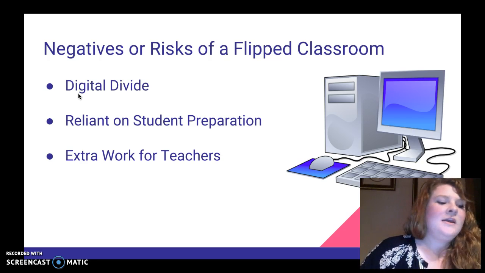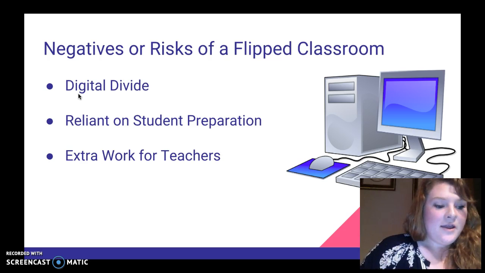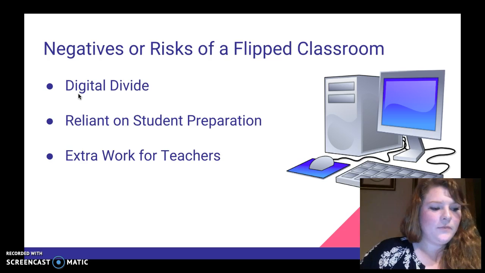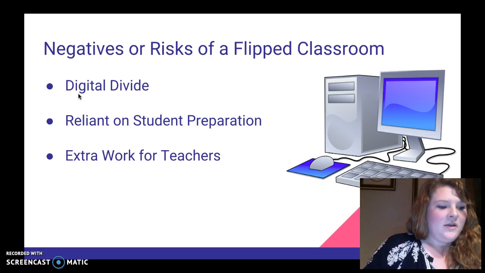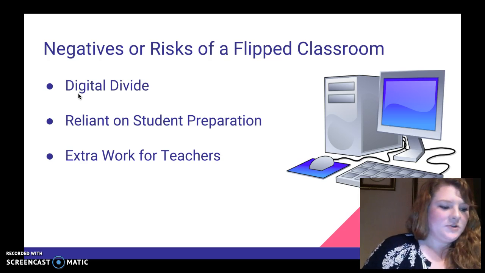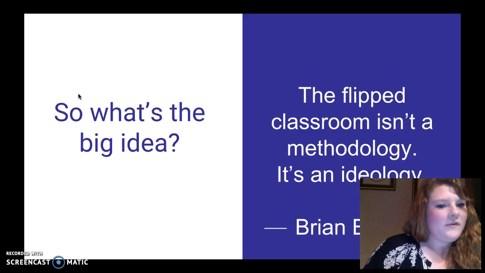A second negative is students have to prepare, and if they don't, they miss out on key learning components. And then third is extra work for teachers. A lot of the work on the front end, making the videos for teachers, adding extra time to an already stressed out, overworked teacher. So what's the big idea?